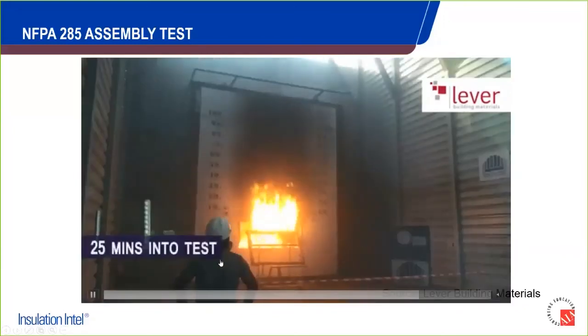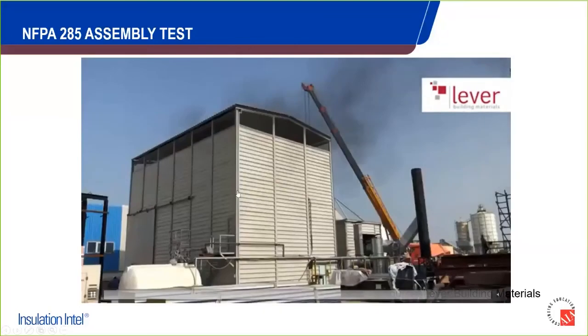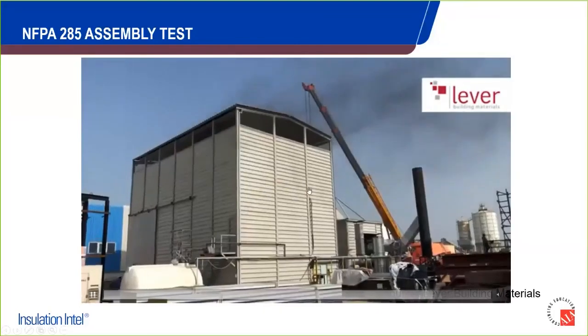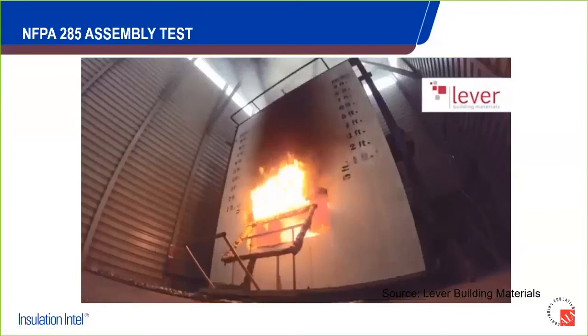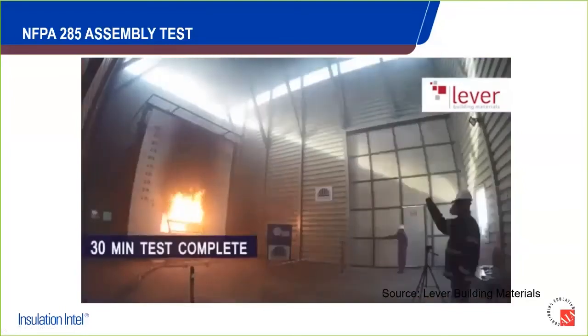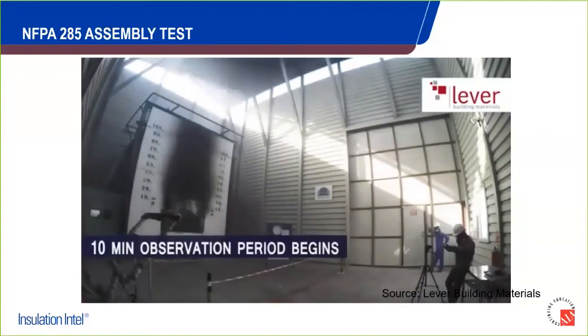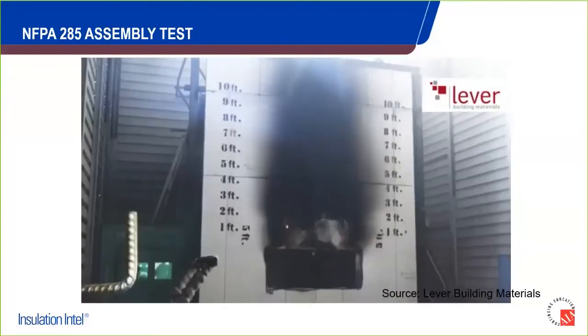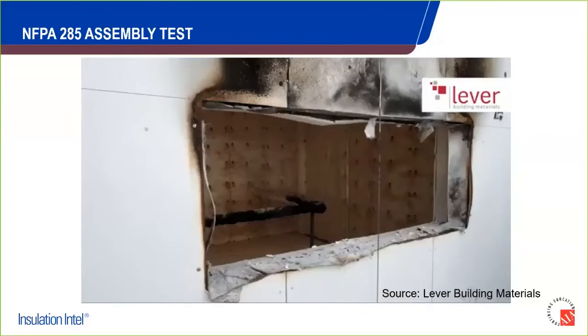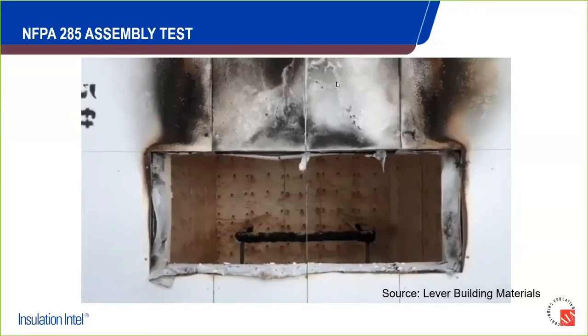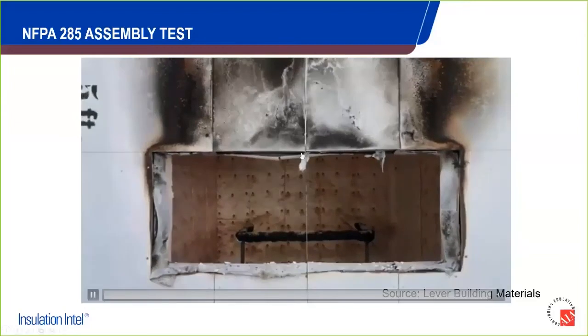And this is 25 minutes into that test. Obviously, it's not propagating up to that 10-foot mark or anywhere near it. Completing that test, after that there's a 10-minute observation period where you see the smoldering occurring, and you actually see smoke escaping through the top of that facade. So the measurement begins there. At the center of the opening, 5 feet out to the side and then 10 feet up, the decision will be made whether that system passed the test.